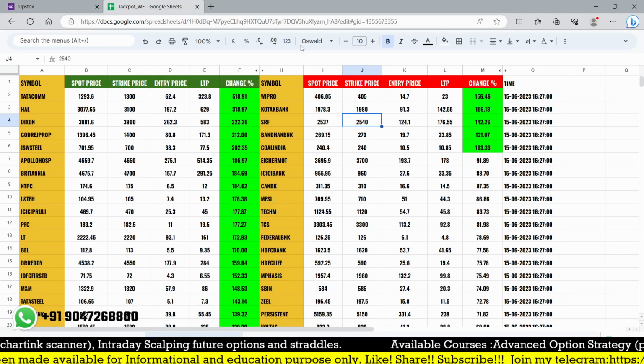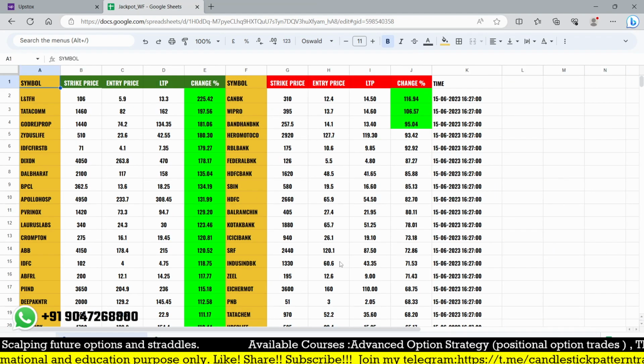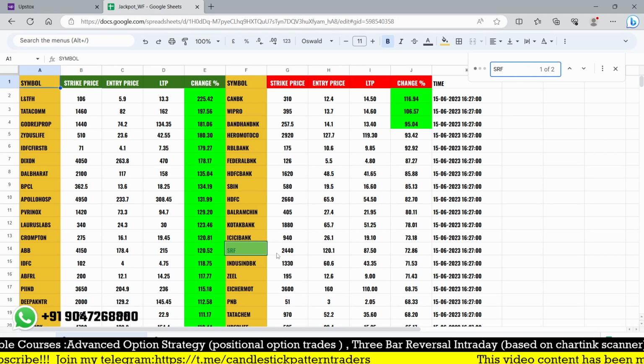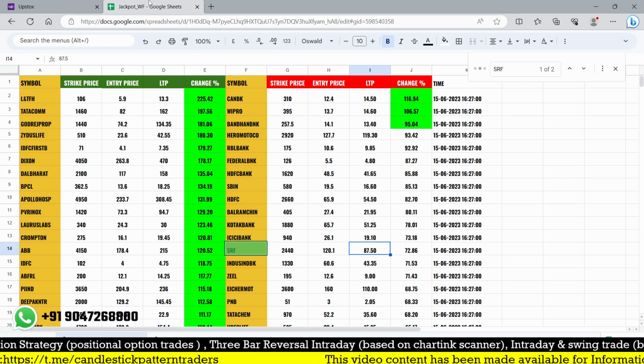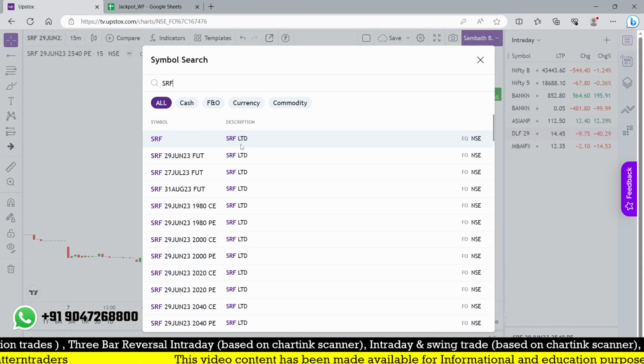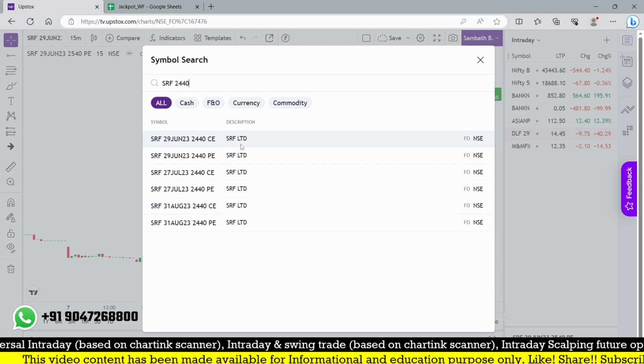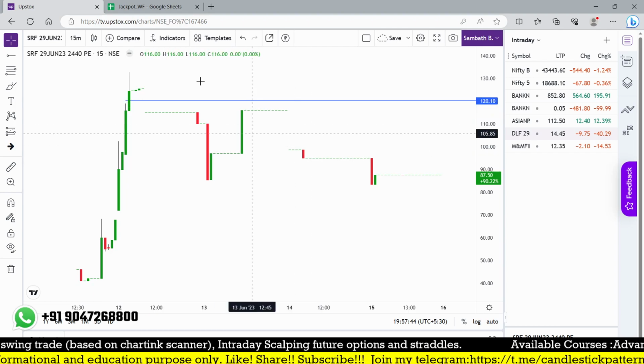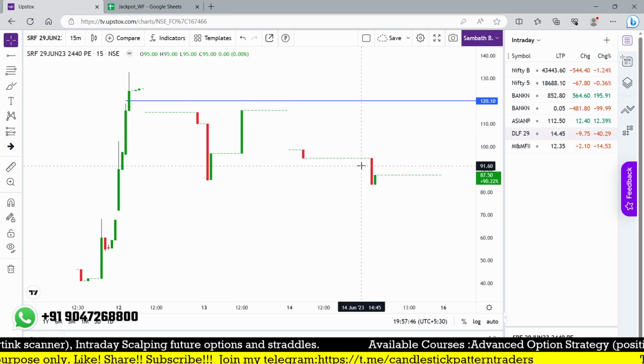Instead of that, in SRF weekly, one position we are taking is 2440, which was trading at 87 rupees. Still it is not giving you such a big opportunity. 2440, it's a weekly position. Okay, this is our entry point. Still it's a struggle, but in the monthly we got a target.